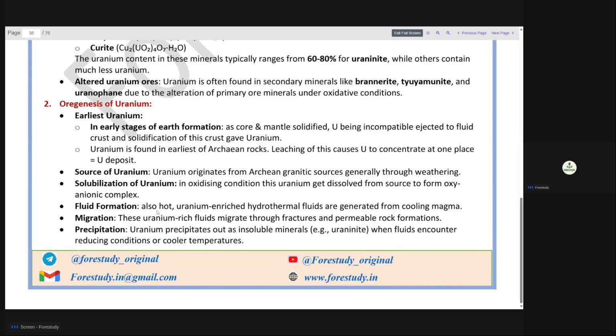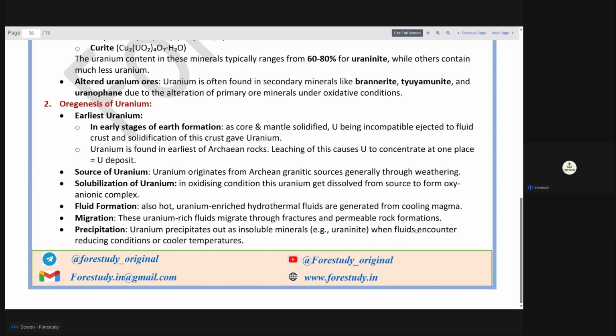Now, fluid formation. Hot uranium-enriched hydrothermal fluids are generated from cooling magma. These uranium-rich fluids migrate through fractures and permeable rock formations, then they precipitate there. Uranium precipitates out as insoluble minerals, for example uraninite, when fluids encounter reducing conditions or cooler temperature. Remember, precipitation happens in a reducing condition where there is lack of oxygen, and uraninite precipitates as an insoluble mineral.